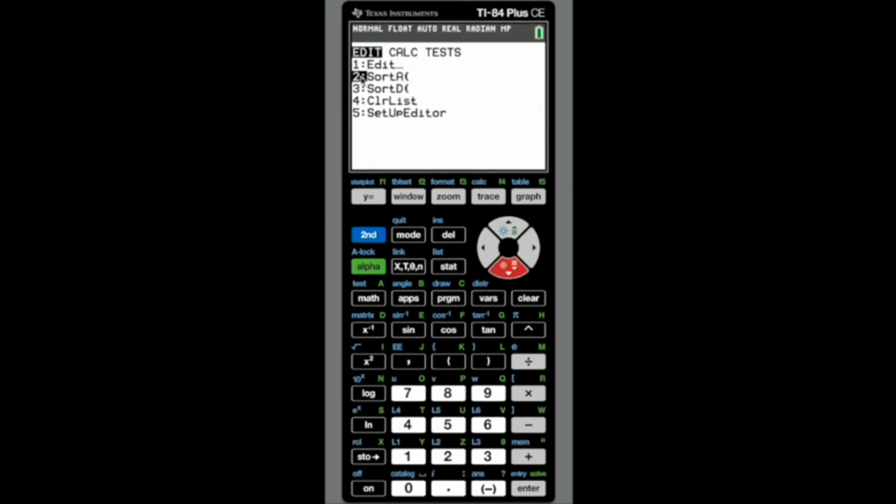So I'm going to hit enter on number 2, and then it will bring us back to our home screen. Now I want to tell it to sort list 1. So I'm going to hit the second button, and then the number 1 button, because above the 1 button you'll see L1. I want to do the second option first before I hit 1 so that I access that L1. Then I'm going to close parentheses and hit enter, and it will say done.